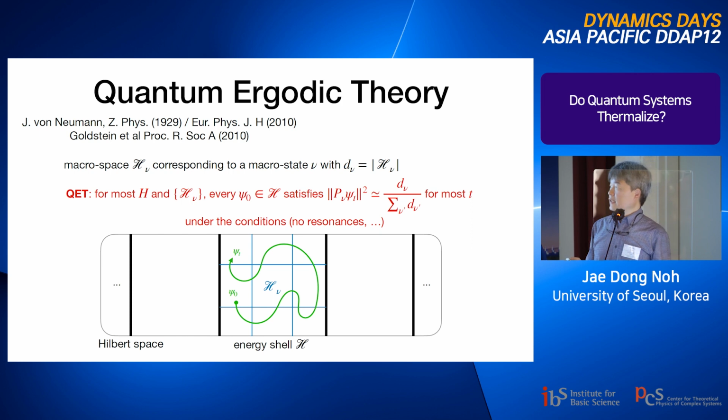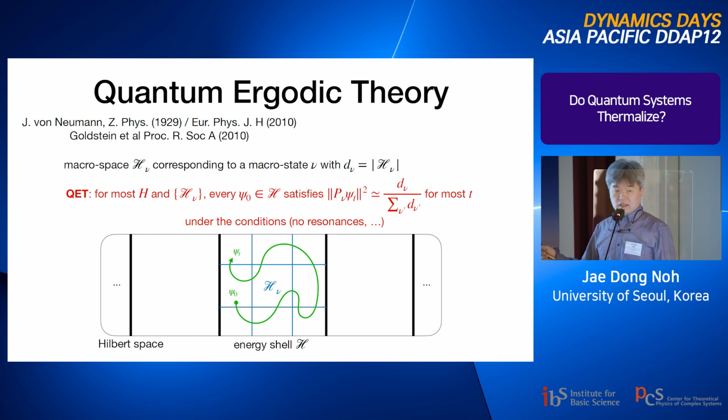Instead, von Neumann suggested using the so-called macro subspace. We are interested in macro systems, so we cannot measure every microscopic physical quantity. Instead, we can only access some macroscopic quantity. From this assumption, he suggests separating the whole energy shell into different regions, which are called macro subspaces. Each macro subspace corresponds to a sub-Hilbert space corresponding to some macro state, which is characterized by some macroscopic measurable quantity nu.